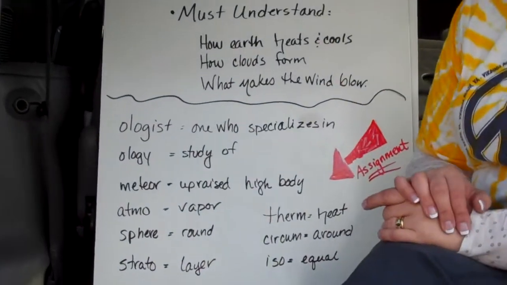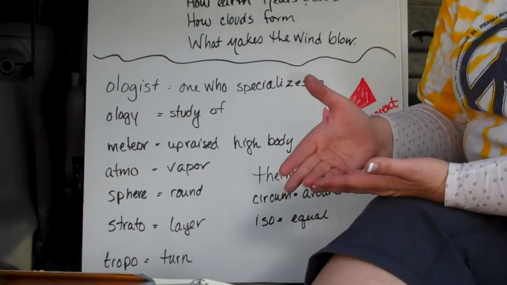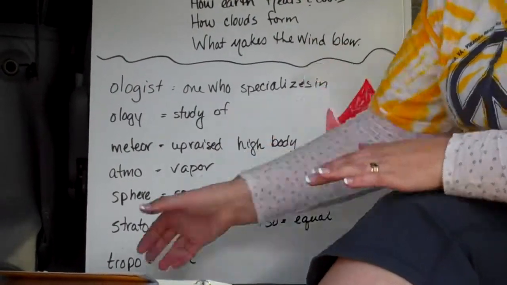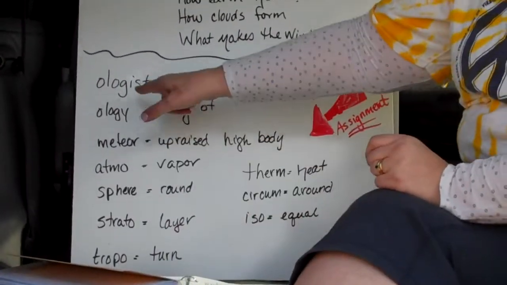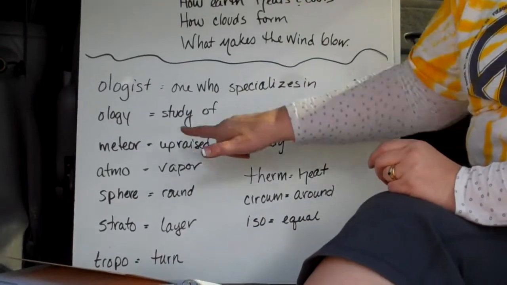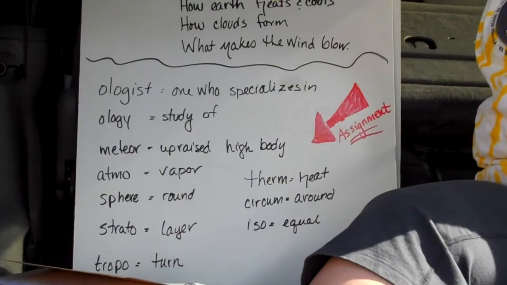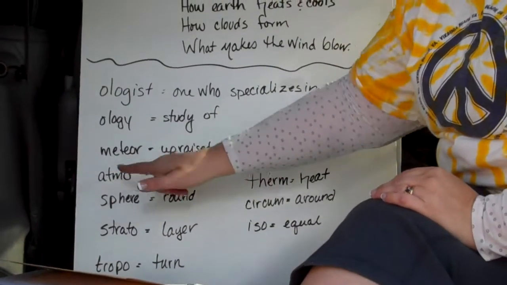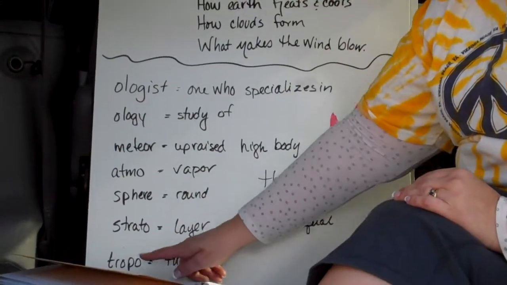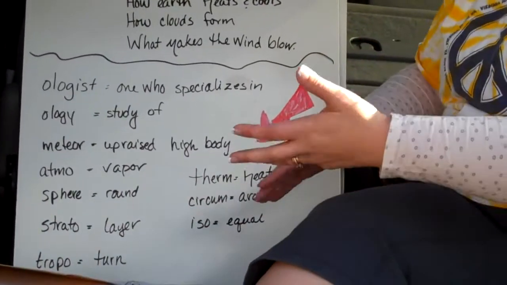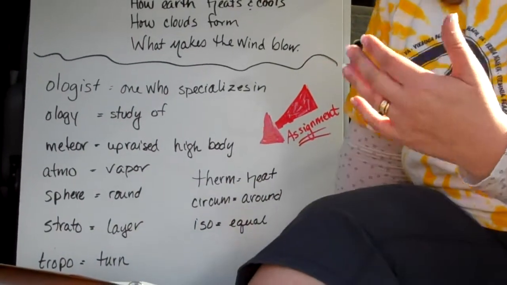Now, this is the assignment part you're going to love me for. We have a bunch of Greek and Latin roots. They're all reviewed. They should be in the back of your notebook, just like mine are in the back of my notebook. But if you don't have them because you've lost them, ologist is one who specializes in. Ology means the study of. Meteor means an upraised or high body or up in the atmosphere. Atmo is vapor. Sphere is round. Strato is layer. Tropo is to turn. Therm is heat. Circum is around, and iso is equal. Those are all word parts we've used.